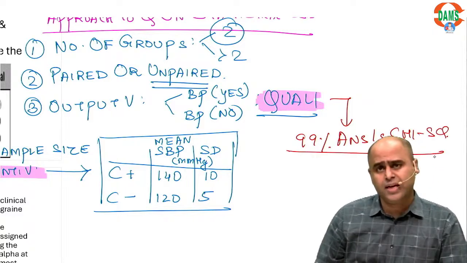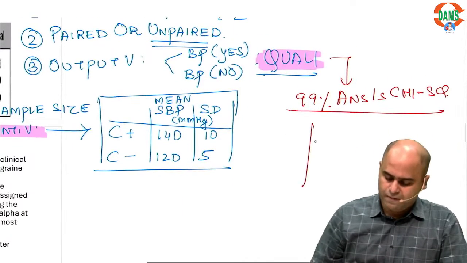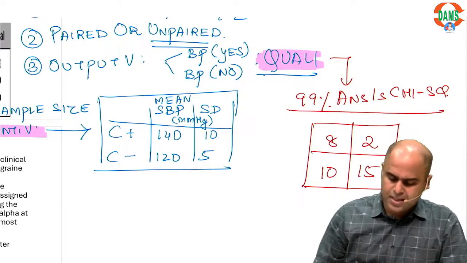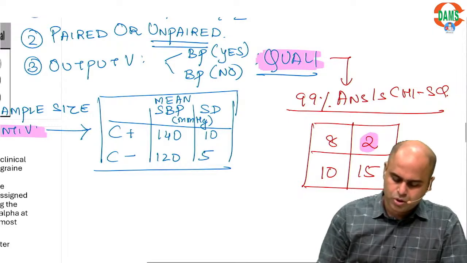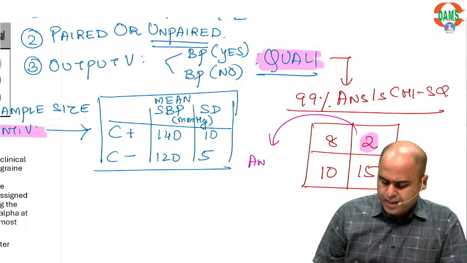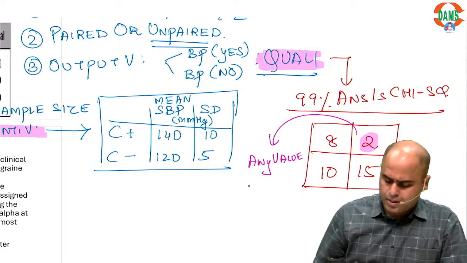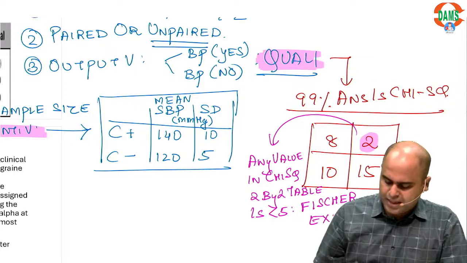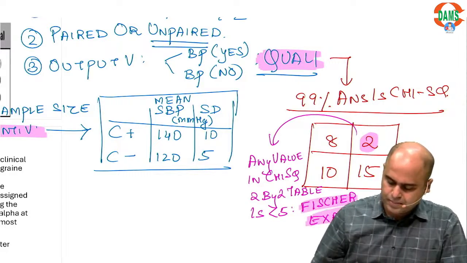But this is INICET. Since this is INICET, when in the 2/2 table of INICET, any value in chi-square 2/2 table is less than 5, we do the Fisher exact. Yes, guys, done, over.